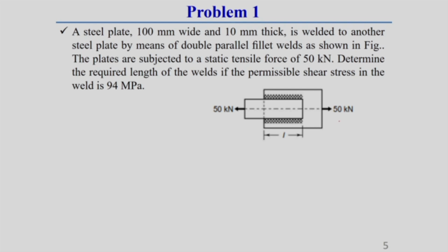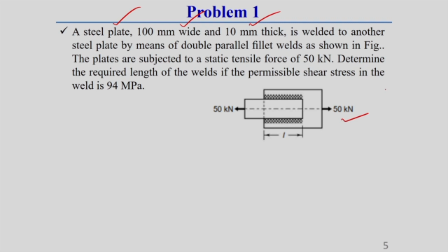So, this is an example of a parallel fillet weld problem. What is the problem statement? The problem statement says a steel plate 100 millimeter wide and 10 millimeter thick. So, the width of this steel plate is 100 mm and it has a thickness of 10 millimeter.